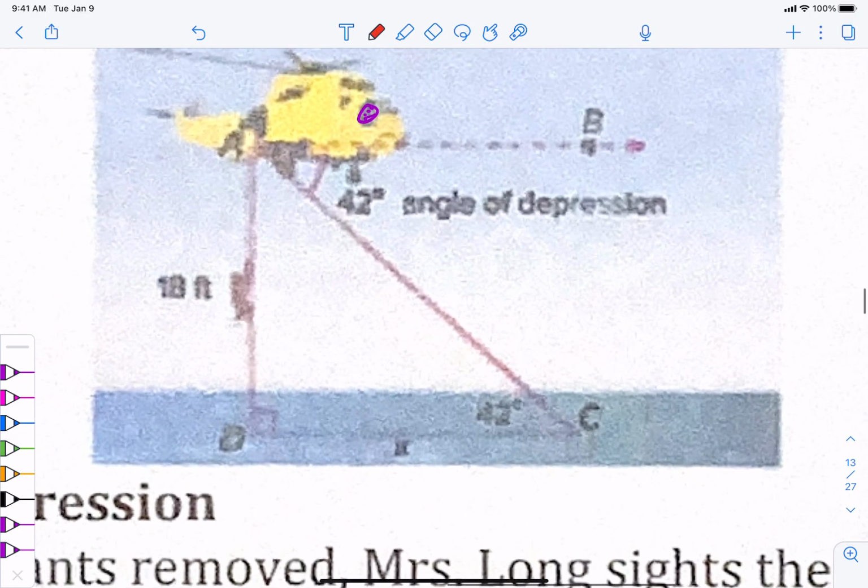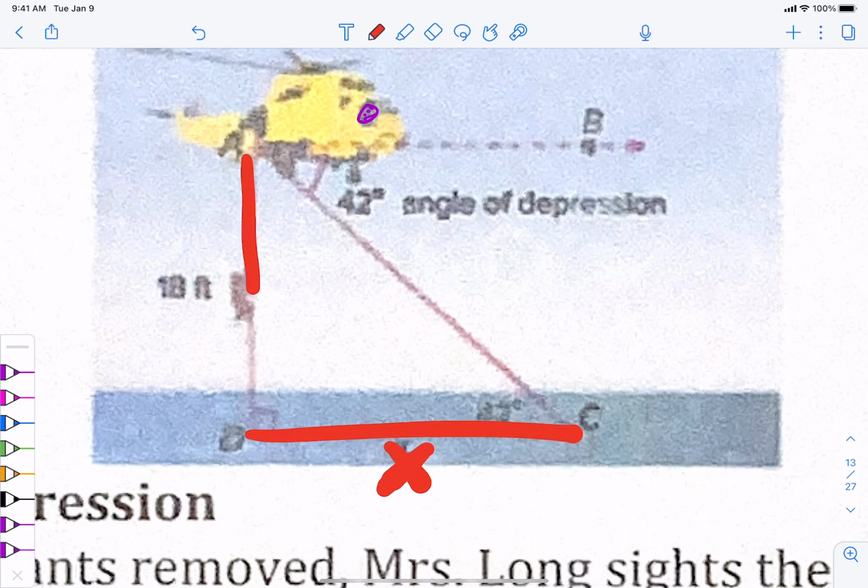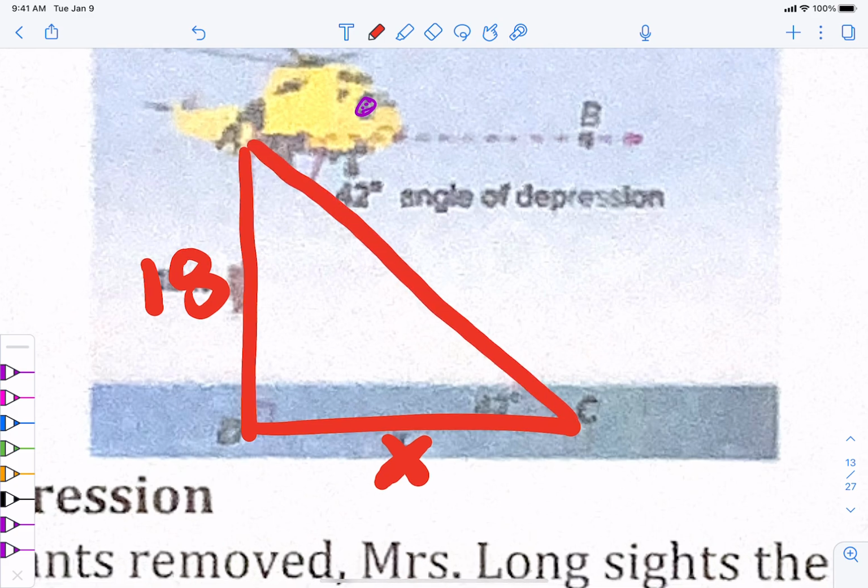So we are trying to solve for x, this bottom right here. And the helicopter is 18 feet, so I'm going to put 18 here. Now, with angles of elevation and angles of depression, you have to be very careful. 42 degrees is here in the triangle that's made. That's my angle of depression.